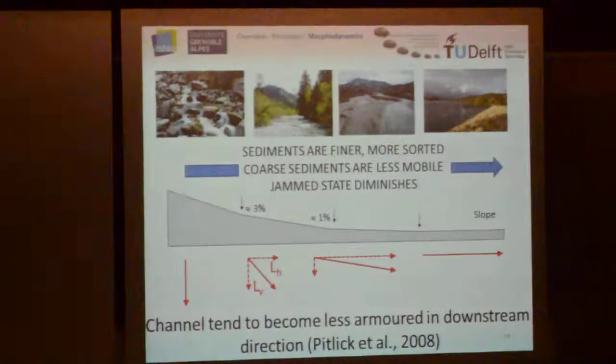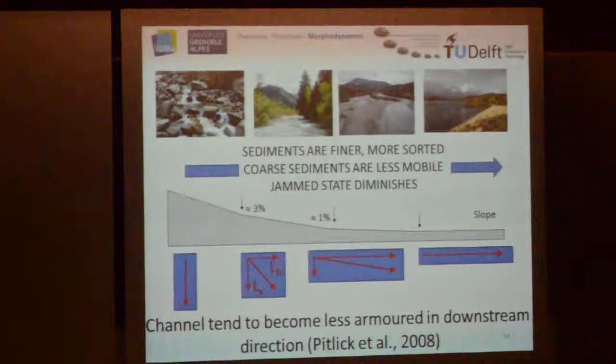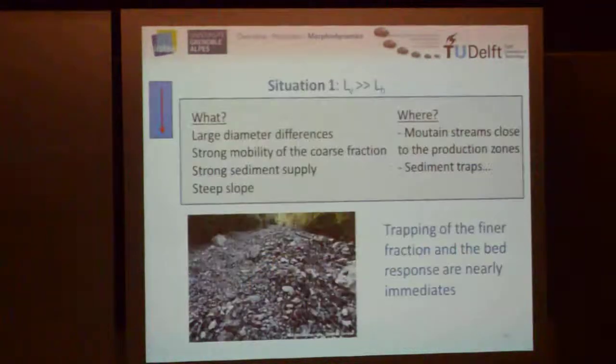This explains why the channel tends to be less armored in the downstream direction, maybe. So I will try to see what the consequences are for the different kinds of morphology. The first situation is when the vertical distance is very large compared to the horizontal distance, which means that the trapping is nearly immediate. You put a mixture in the flow, and the trapping is very efficient.